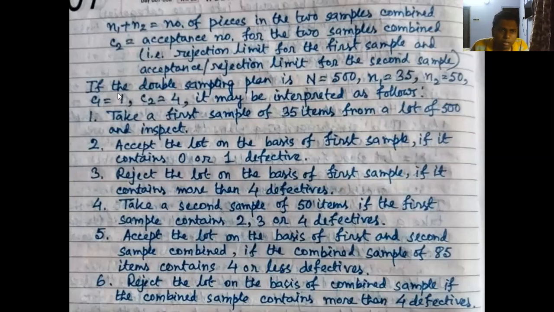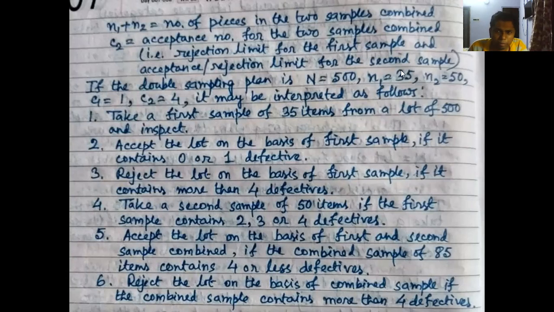So if the double sampling plan is capital N equal to 500, small n1 equal to 35, small n2 equal to 50, c1 equal to 1, c2 equal to 4, it may be interpreted as follows. Take a first sample of 35 items from a lot of 500 and inspect. So first, the lot has a total of 500 items, and you are taking a sample of 35 items.